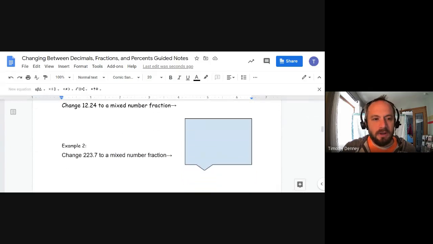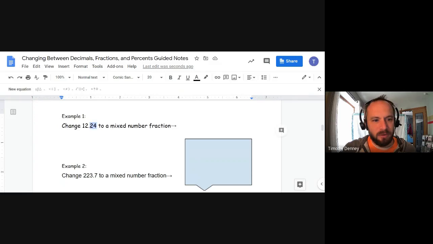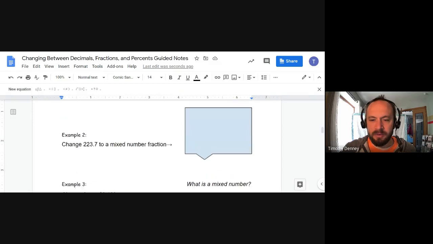All right. What about decimals to fractions? So we got a decimal here, 0.24, and we've got some whole numbers as well, 12 wholes. So we got some wholes and we got some parts. Now, how do I change this to a mixed number fraction? Well, what is a mixed number fraction? First of all, what's a mixed number?